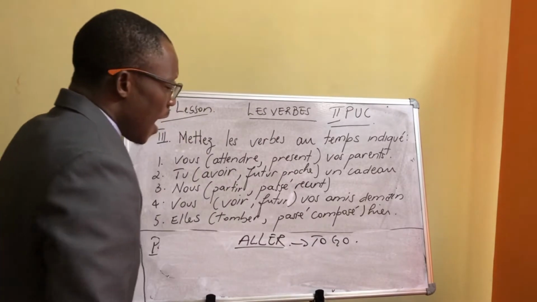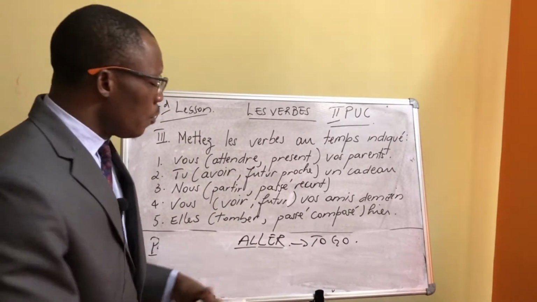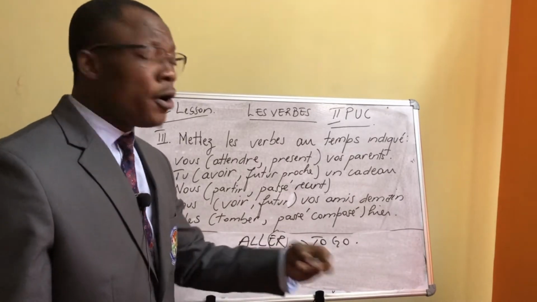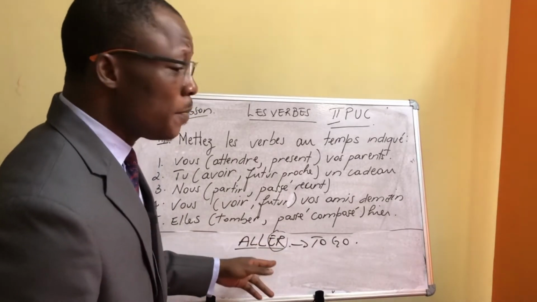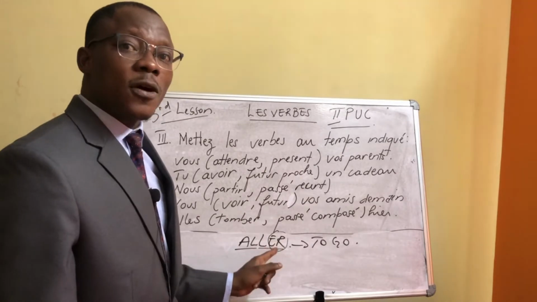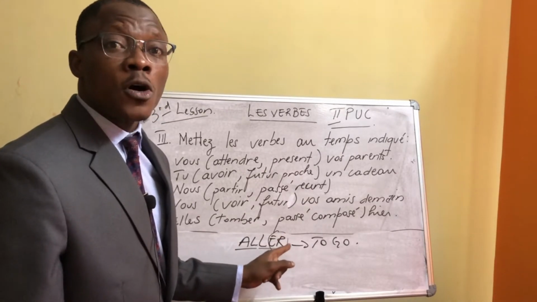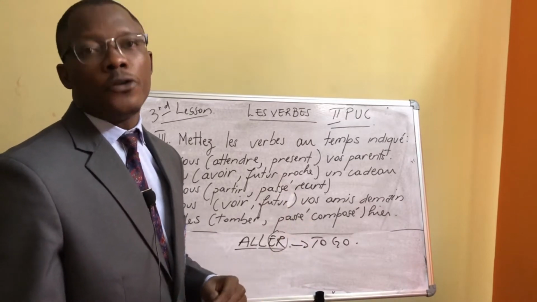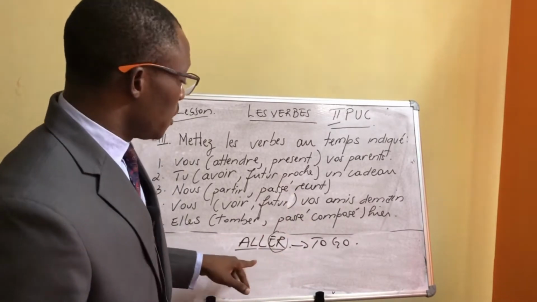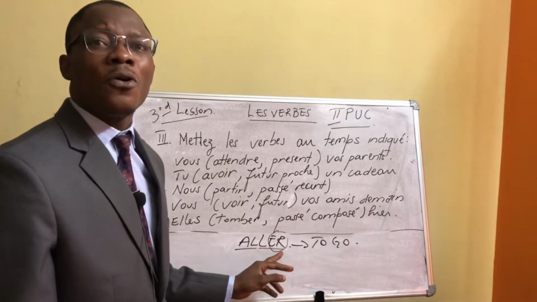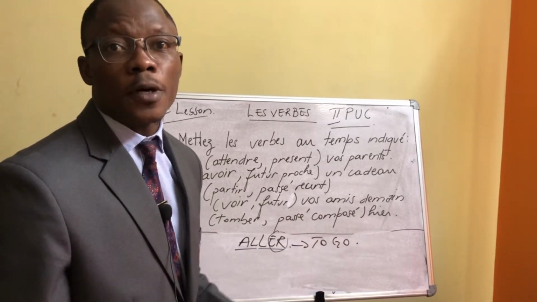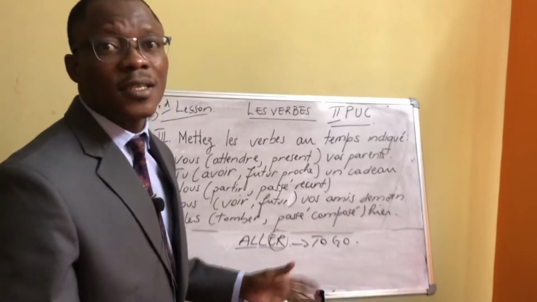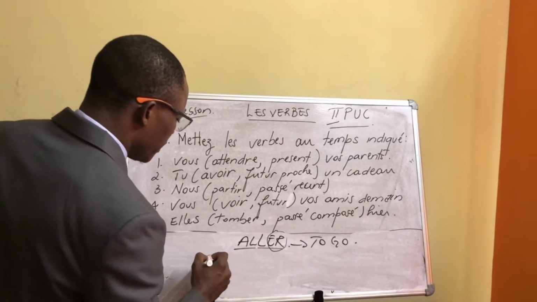As you can see here, aller ends with ER. According to the rule, the present tense of aller was supposed to be conjugated like all ER verbs. But this verb doesn't follow the first group pattern. It has its own way of present tense. For example, for aller, you will get je vais.